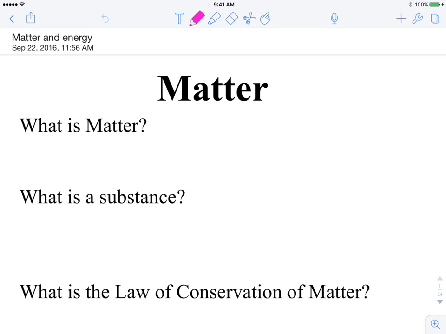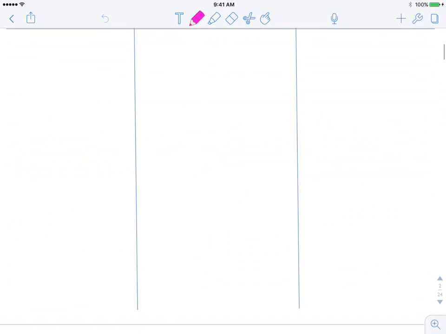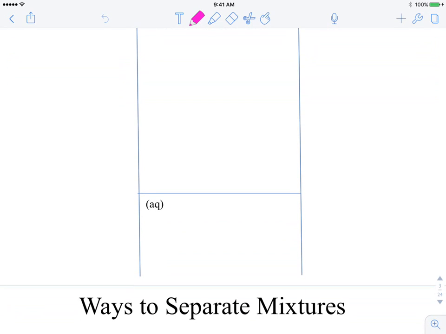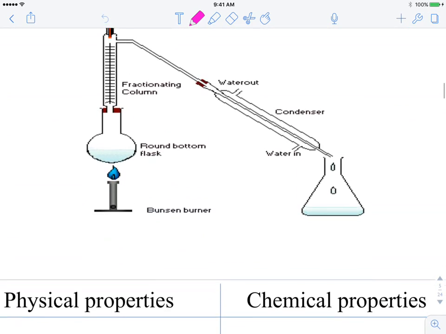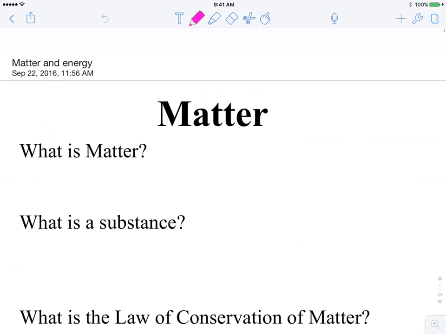Alright, hello everybody. So this is our second chapter. It is matter and energy. This first lecture that I'm going to give to you is all about what matter is and some definitions about it. We're going to also talk about different types of matter, elements, compounds, mixtures, how they can be divided up into different phases, and also how to separate mixtures. So that's pretty much as far as we're going to get for this first video.